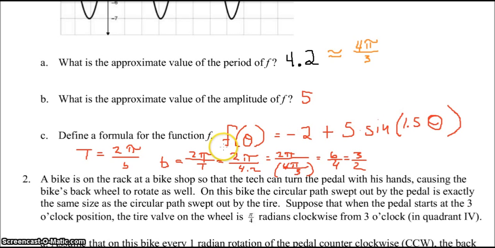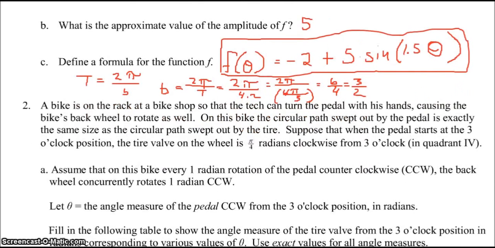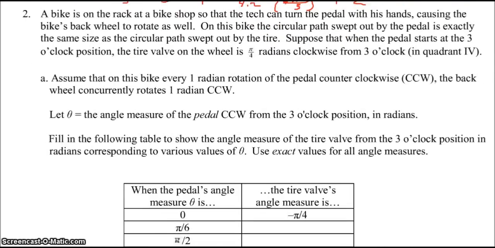Okay, so here's our function. -2, that's the vertical shift. 5 is the amplitude, sine of 1.5 theta. And that 1.5 is not the period, but it has to do with it. It's actually the 2 pi divided by the period.